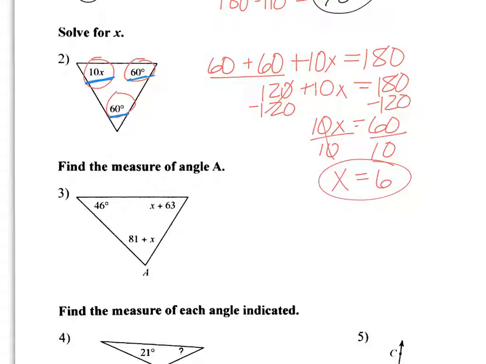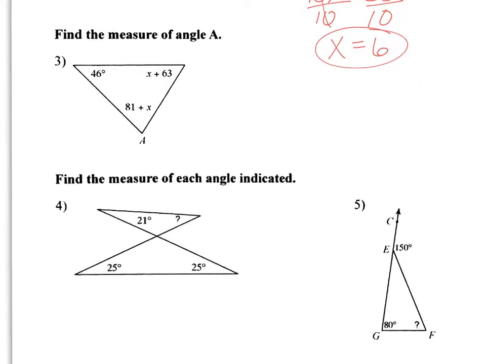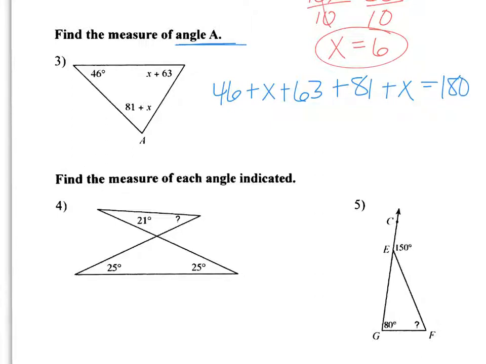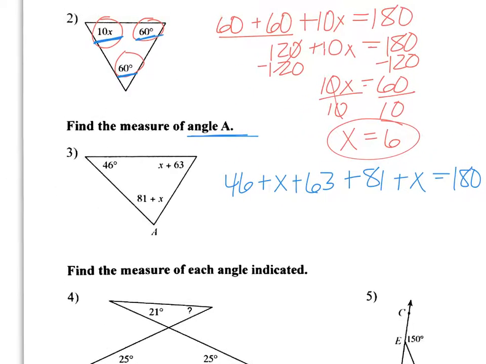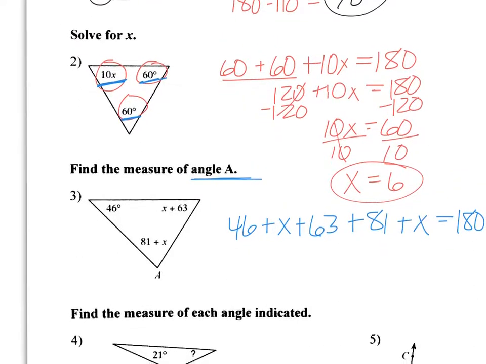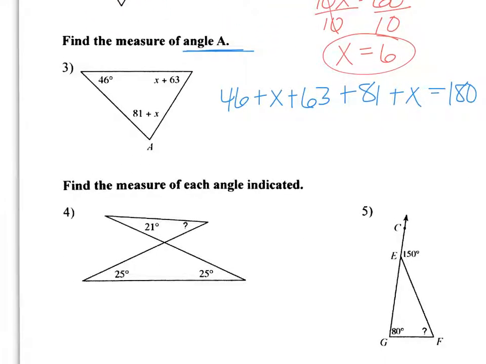All right, what about this one? A little more complex, but still the same concept. So we're going to take 46 plus x plus 63 plus 81 plus x has to equal 180. Now, the difference is here we want the measure of angle A. If we go back up to the top, we just had to find what x was. Now we're actually having to find the angle, so always make sure you read directions.